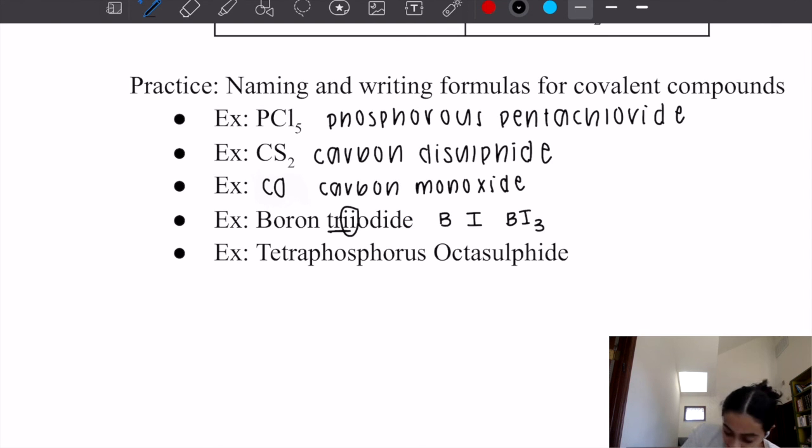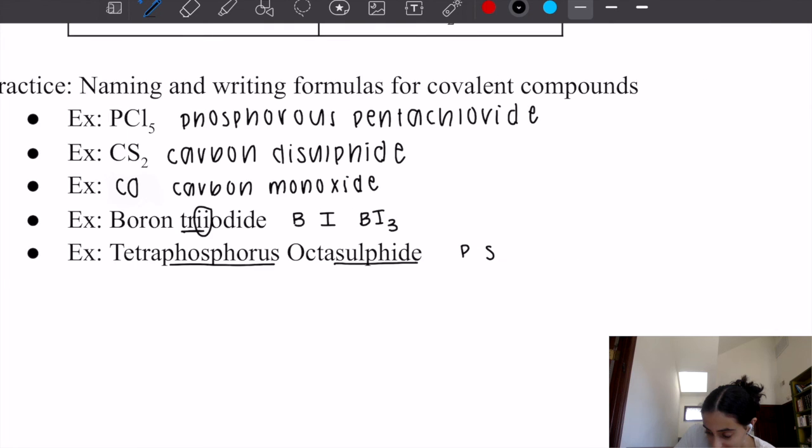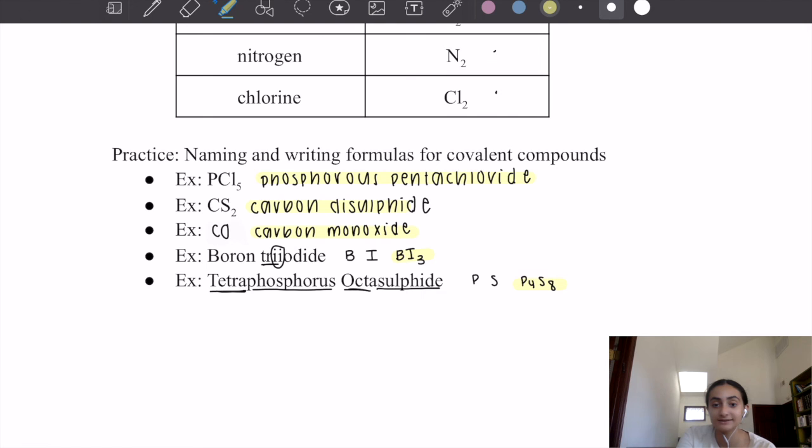Finally, we have tetraphosphorus octasulfide. So we know that we have phosphorus and sulfur. So I'm going to write P and S, and due to the prefixes, we are going to have 4 phosphoruses and 8 sulfurs. So I'm going to write P4S8. And that is how you write the formulas. So now I'm just going to highlight all of these. And that is our practice with covalent compounds and acids.